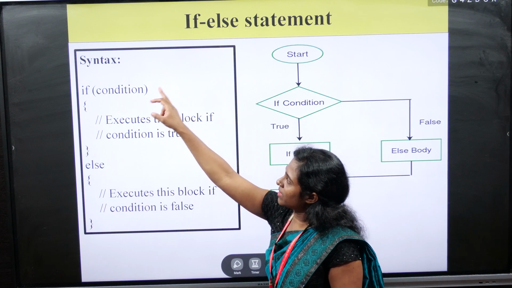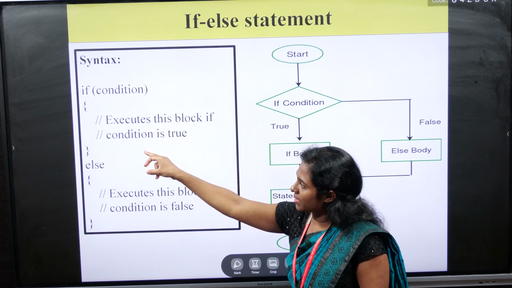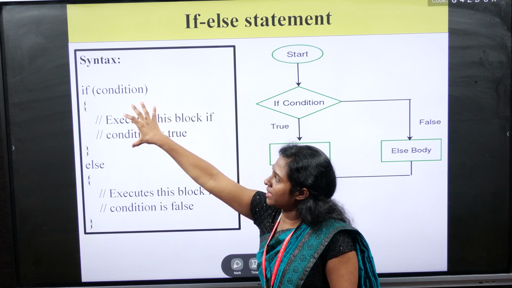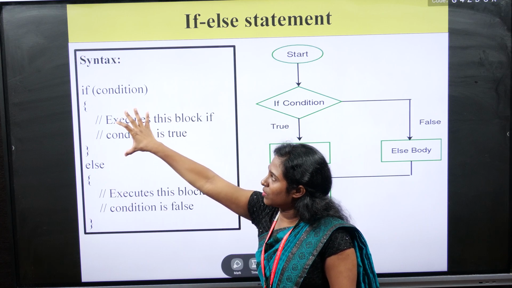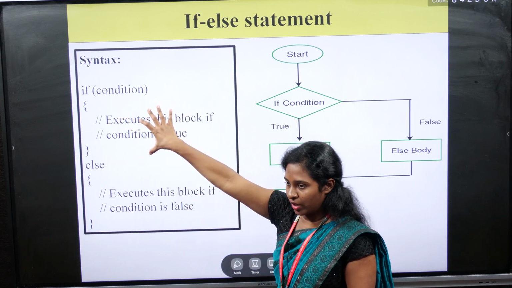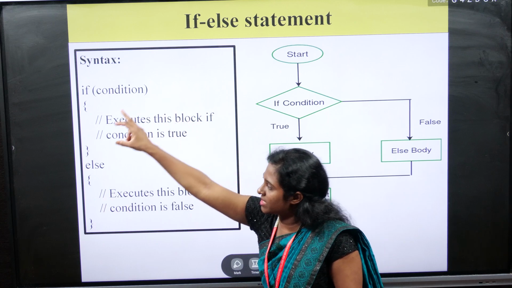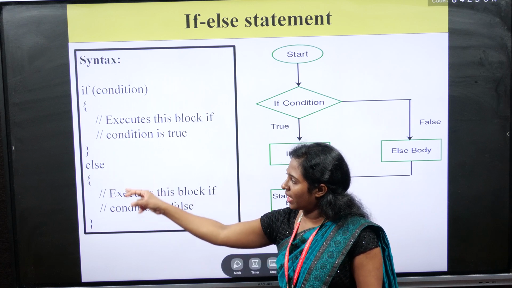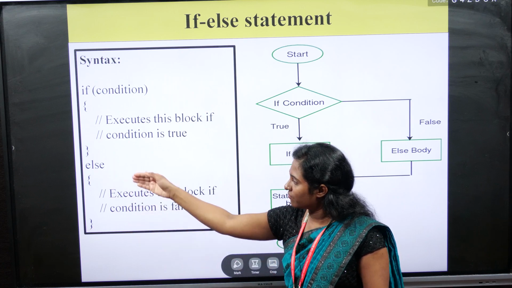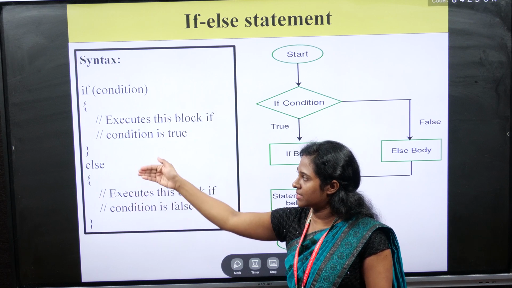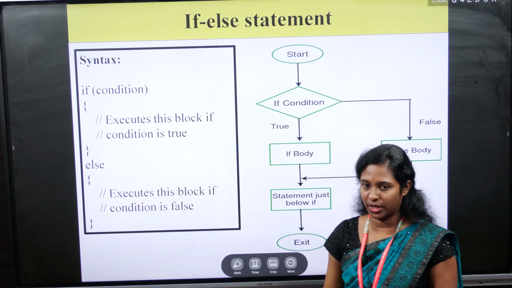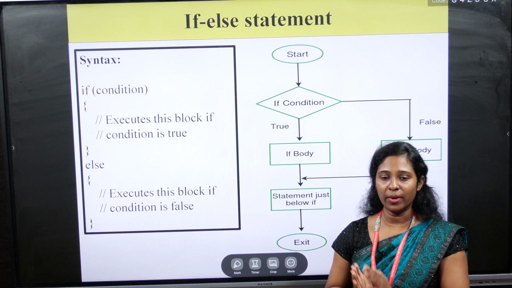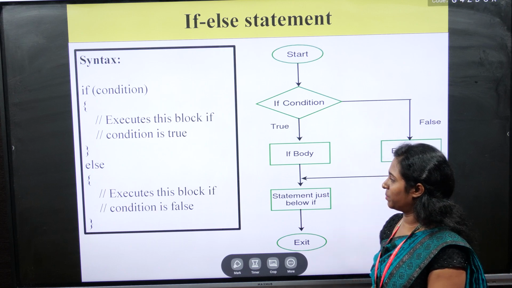If this condition is true, we have a set of statements to be executed. That is one action to be performed, which is written inside the opening brace and the closing brace of the if condition. That is the if body. If the condition is false, we simply come out of the if body. There we have the else body. In the else body, we have another set of statements to be executed. So in the if-else statement, if the condition is true, one set of action is performed. If the condition is false, another set of action is performed.